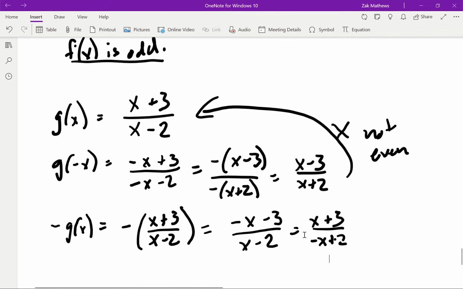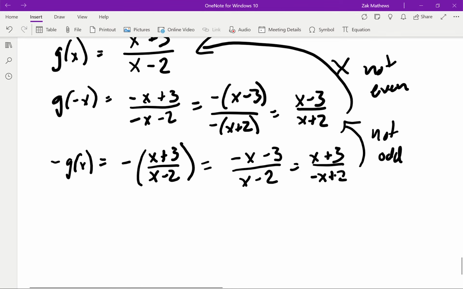Again, that idea of just pulling out or factoring out a negative from everywhere would get us from one to the other. And so if we compare either of these to what we see above, notice it's not the same, because again, not every sign is backwards. The x is backwards, but the 3 is the same. And so these two things are not the same. So this is not odd. This g of x is another example of something that is neither even nor odd.